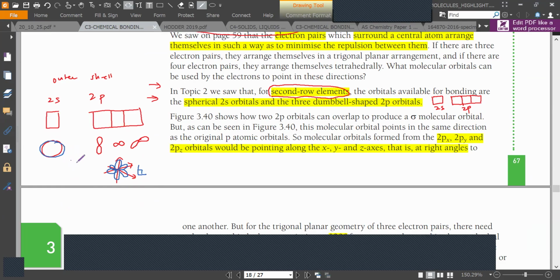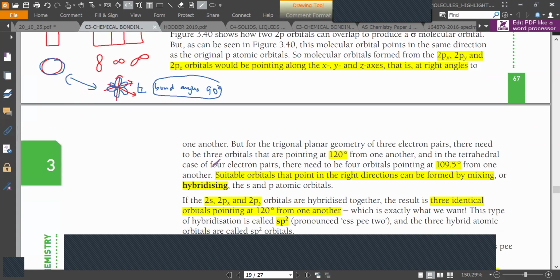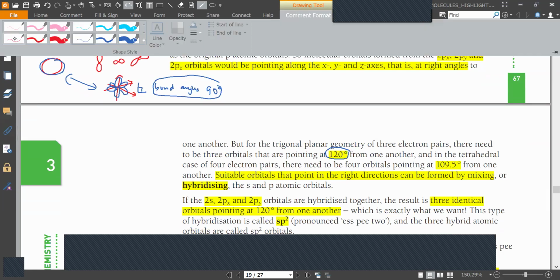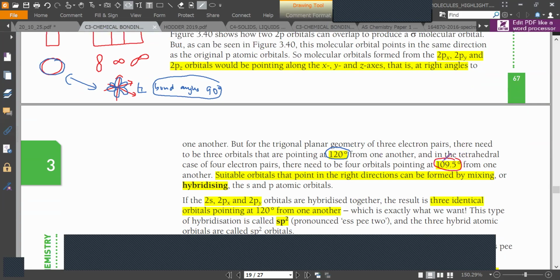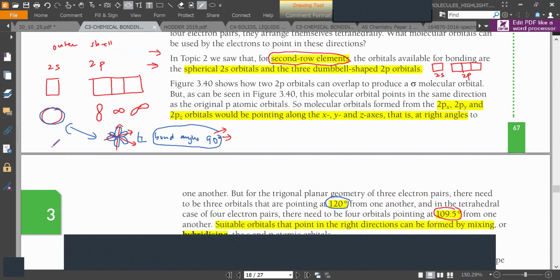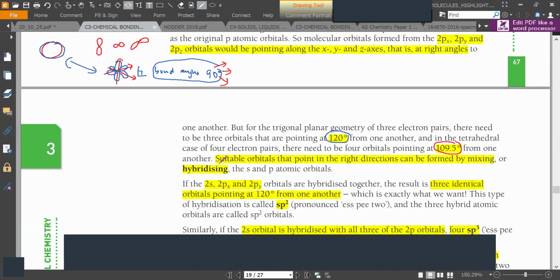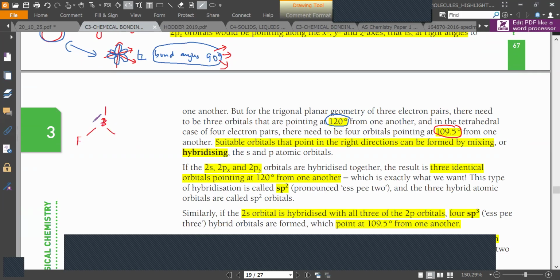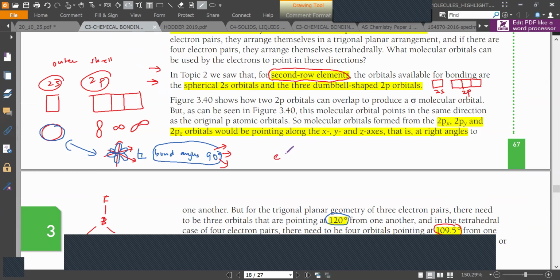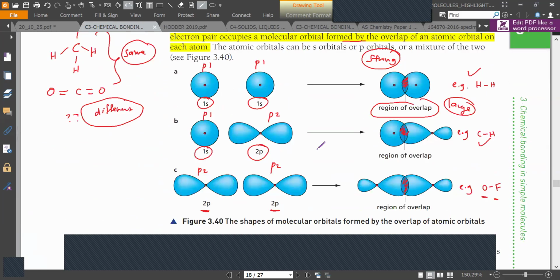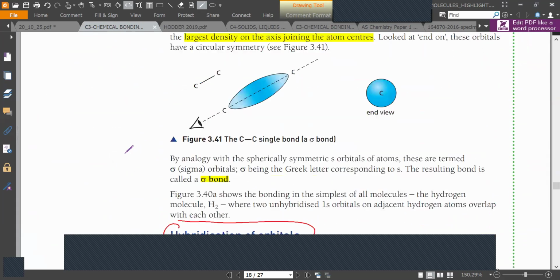If we have this kind of situation, we should be having bond angles of 90 degrees. But in the real situation, we have bond angles of 120 degrees, and we also have bond angles of 109.5 degrees. Why? If we base it on the s orbital and p orbital, the bond angle should be 90. The reason is that before they react, they will hybridize first.